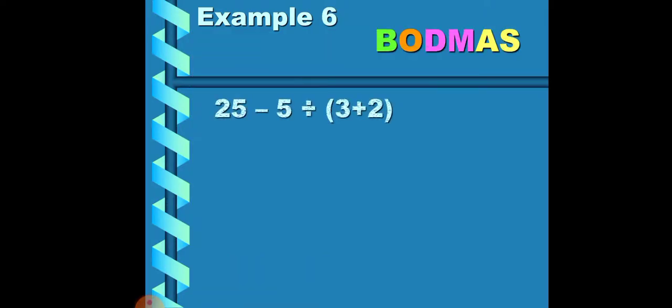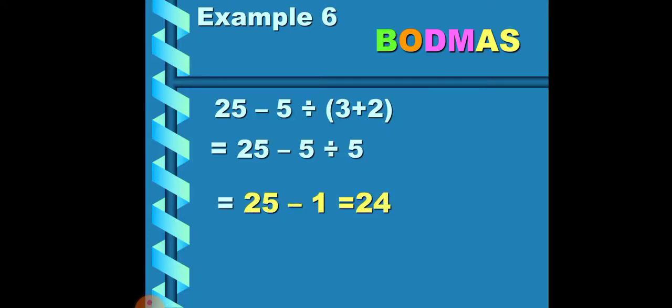Now let's go for this example 6, where we got an expression 25 minus 5 divided by 3 plus 2. Once again you have to first of all solve brackets. So 3 plus 2 within bracket will be simplified as 5. Now we have to go for division. So 5 divided by 5 will give us 1, and 25 is carried down as it is. And in the last step, 25 minus 1 is going to give us 24.